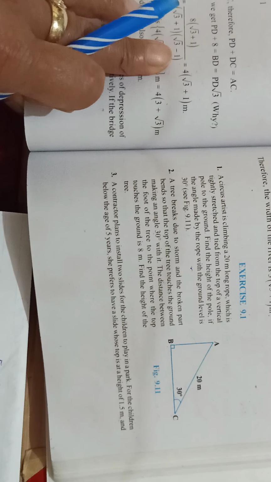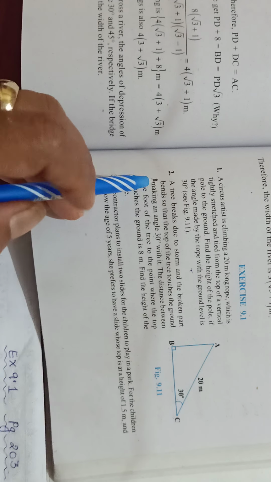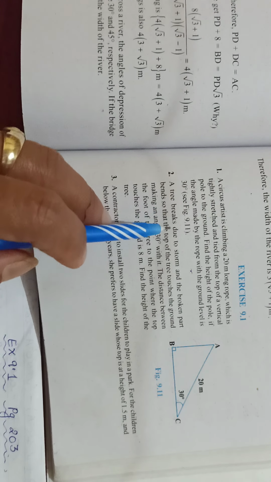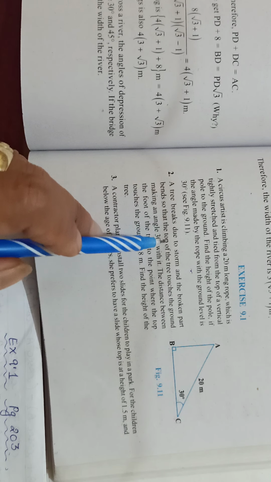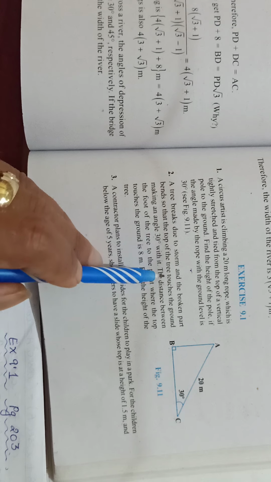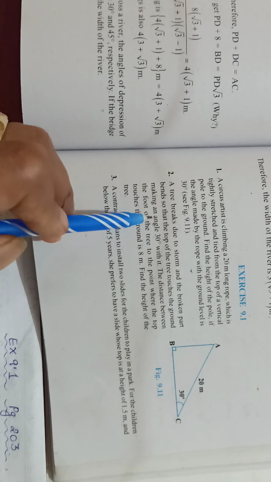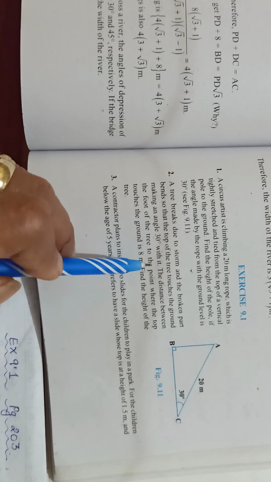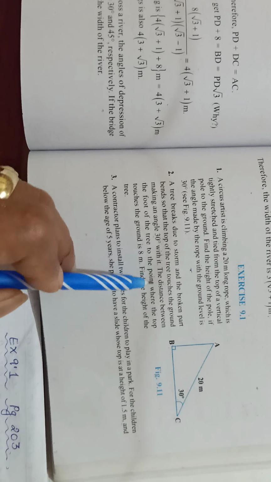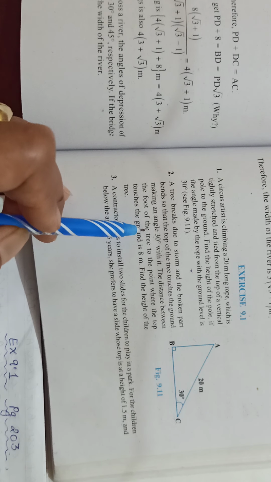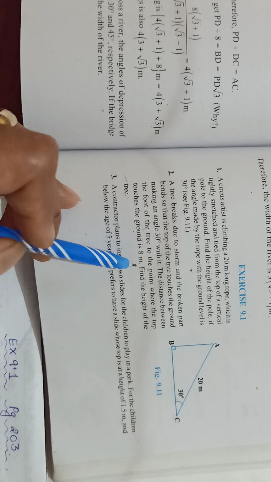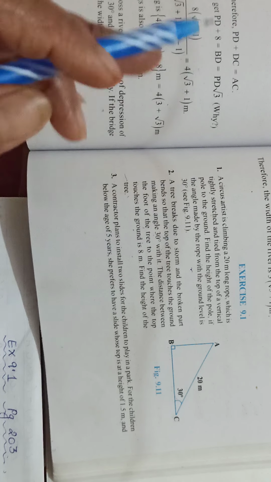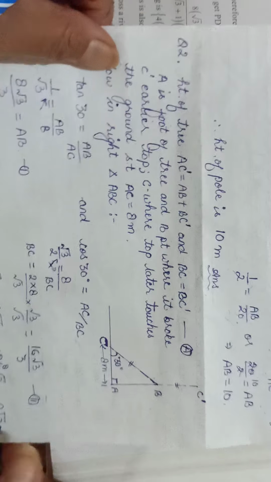Okay, now for the next question, what has been said, there is a tree which breaks due to storm, and the broken part bends so that the top of the tree touches the ground, making an angle of 30 degrees with the ground. Okay, the distance between the foot of the tree to the point where top touches the ground is given to us as 8 meters. We have to find the height of this tree.